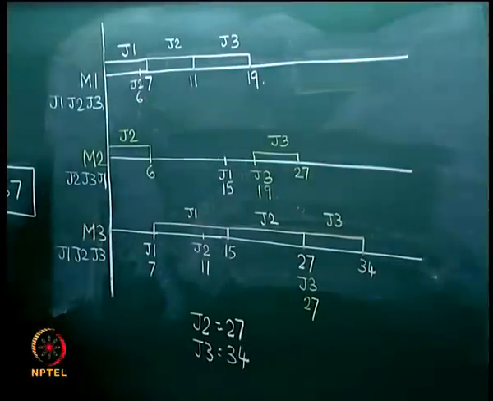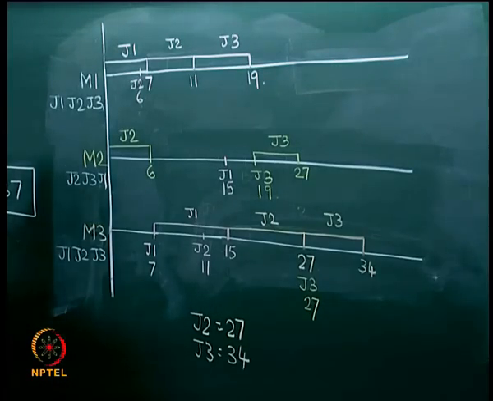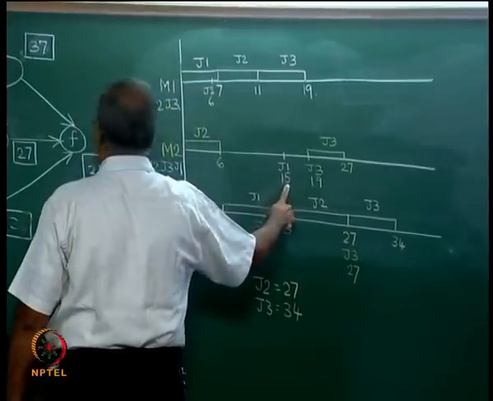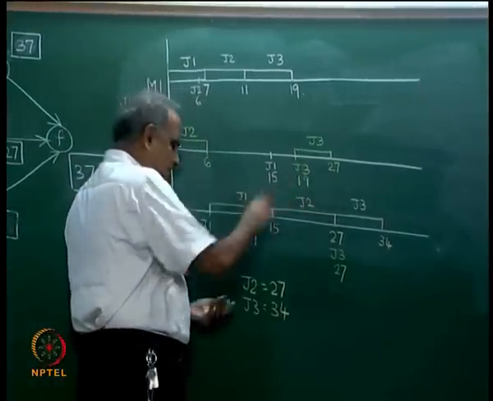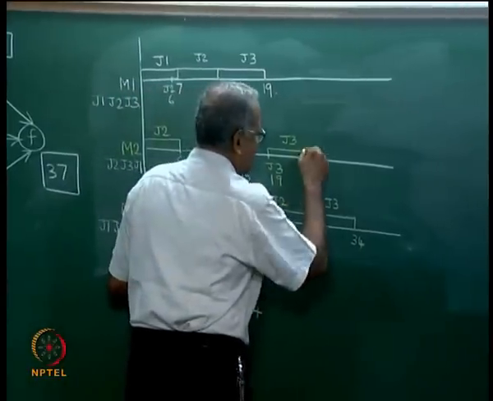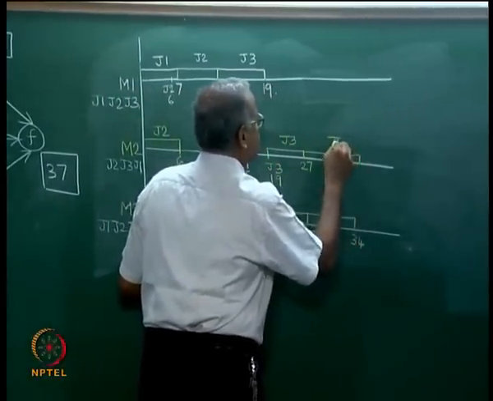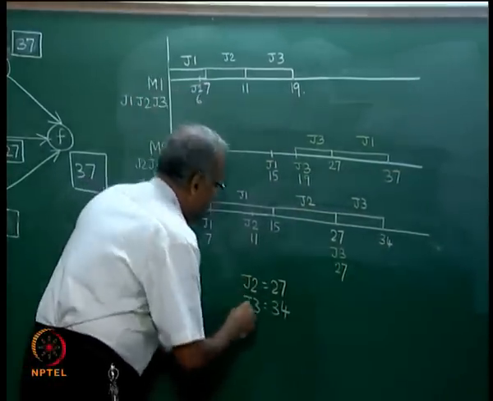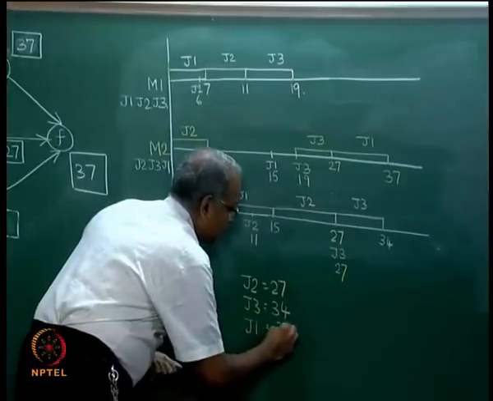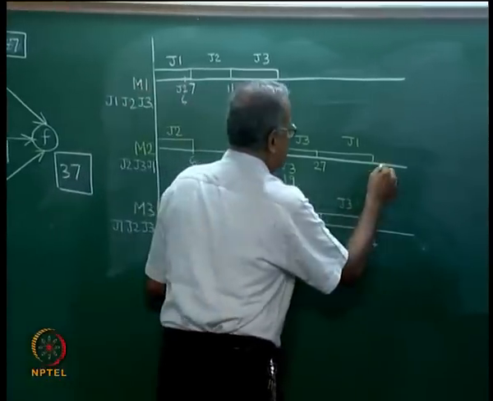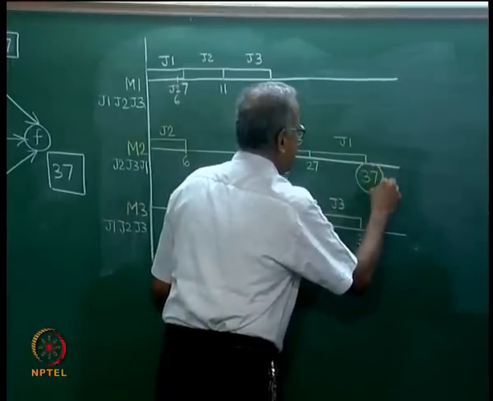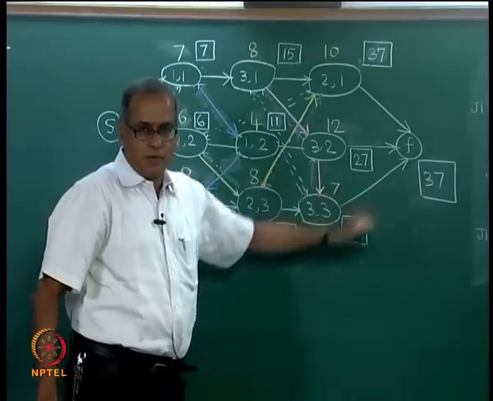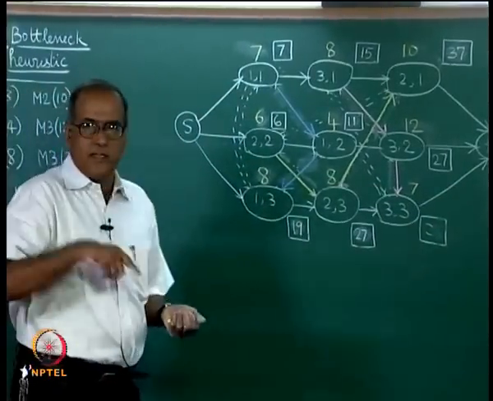Now, we look at J1. J1 has actually come here at time equal to 15. So, J1 on M2 is another 10. So, this can start at 27 only, takes 10 more time units and finishes at 37. So, J1 will finish at 37, which is indeed the make span, and this 37 is the same as this 37 that we have computed. So, we can do either of these.